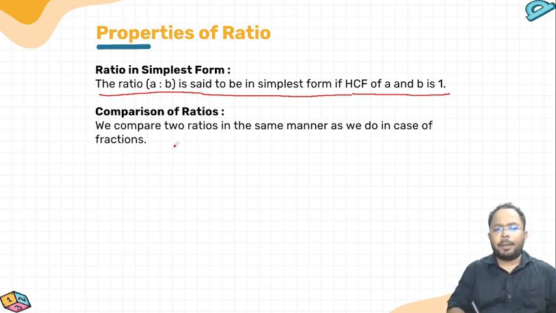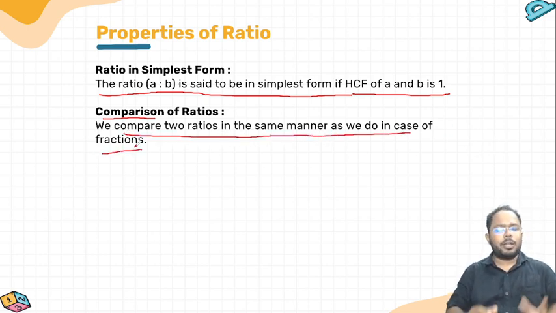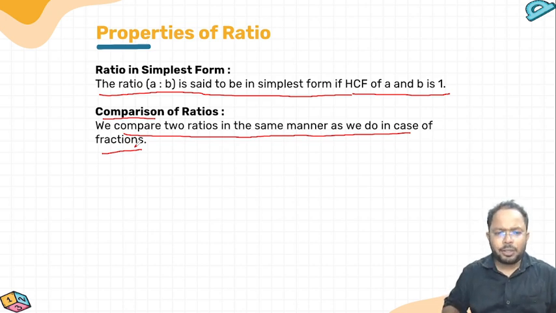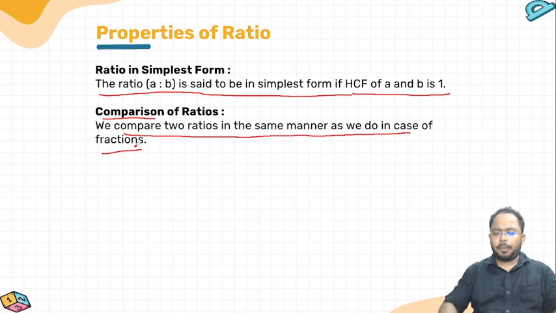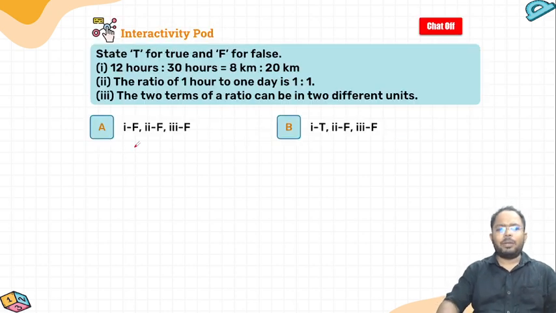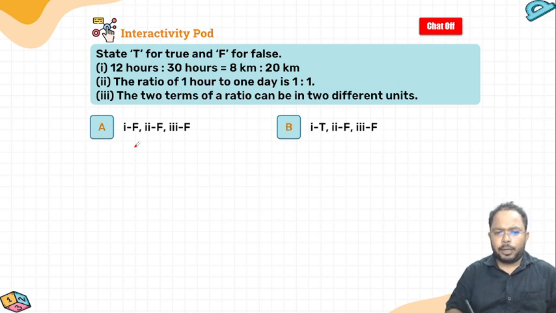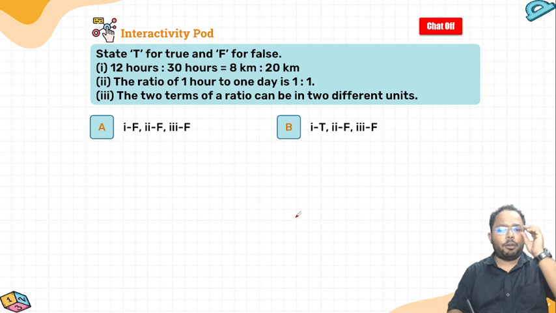Now, for the comparison of ratios, we compare two ratios in the same manner as we do in the case of fractions. The way we did it for fractions, the same way we compare here also. Okay, let's look into some questions. State T for true and F for false.